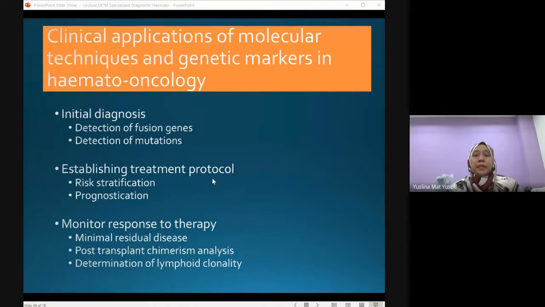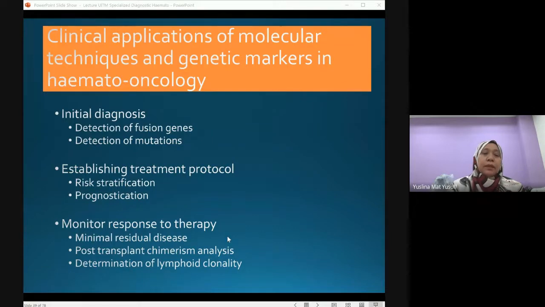So now we move to the clinical applications of molecular techniques and genetic markers in hemato-oncology. It helps in the initial diagnosis, for example, the detection of fusion genes and also detection of mutations. It can also help the clinician to establish a treatment protocol by giving information for risk stratification and prognostication of the disease. Other than that, it also helps in monitoring the response to therapy, what we call minimal residual disease.